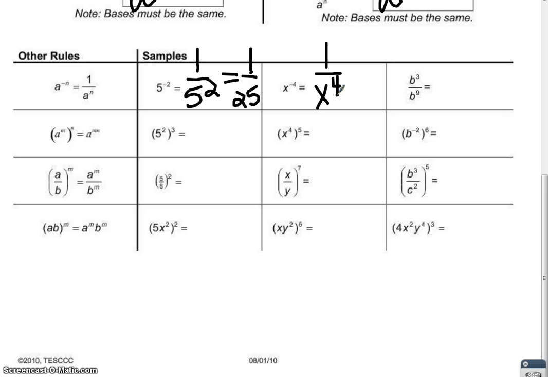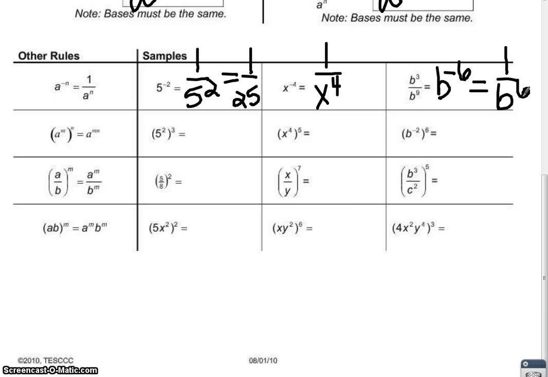I got b to the 3rd divided by b to the 9th. Now when we said we were dividing, what were we supposed to do with our exponents? Go back up to the notes and look at it. You should have said subtract. So what happens when I have 3 minus 9, I actually get b to the negative 6. Again, I can't have negative exponents, so how would I rewrite that? 1 over b to the positive 6th. So again, if I have a negative exponent, all I do is move it to the denominator and make my exponent positive. Okay, so let's look at the next rule.